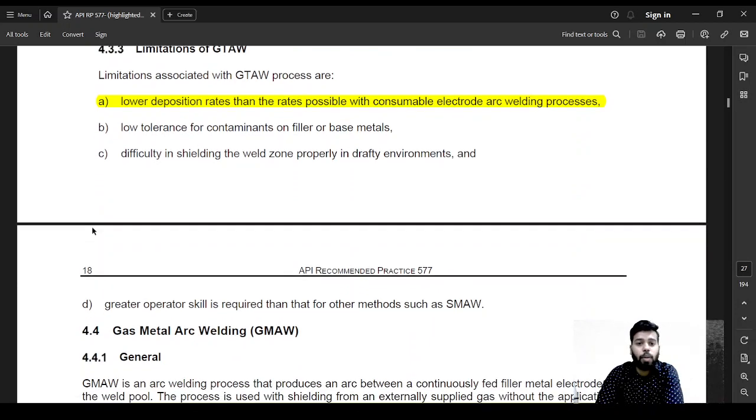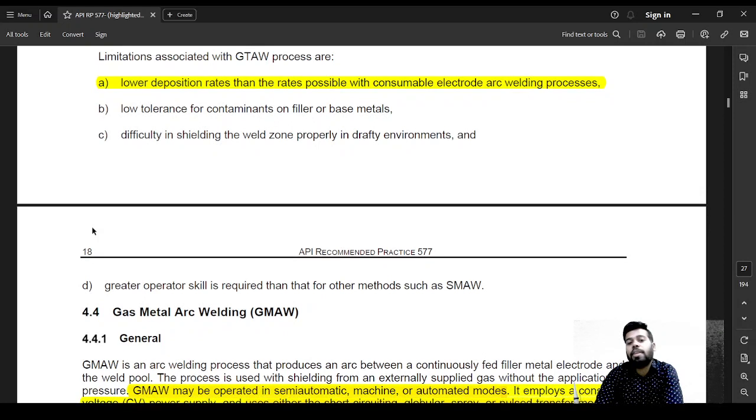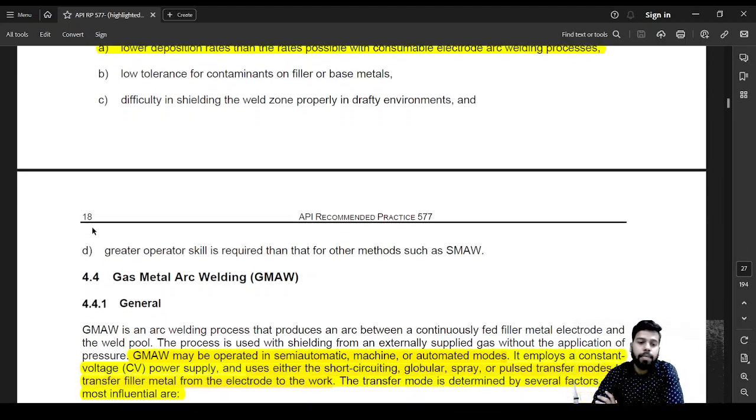The limitations: lower deposition rates, so it is very slow, low tolerance for contaminants on the filler or base metal, and difficulty in shielding the weld zone, especially in a drafty environment. So GTAW is not going to be preferred for outdoor welds. It is generally going to be preferred for indoor welds where you can control the environment. If you are doing it outdoors and you have wind and draft conditions, it is not going to be as effective because your shielding gas would be blown away.